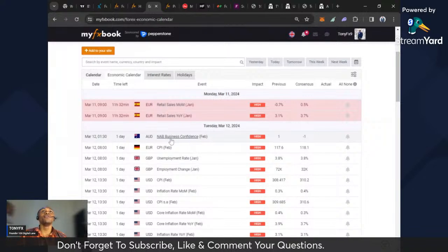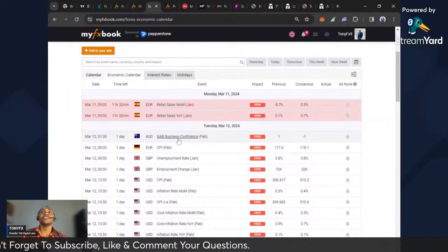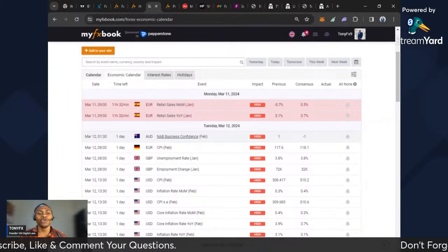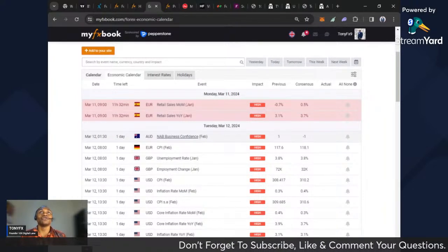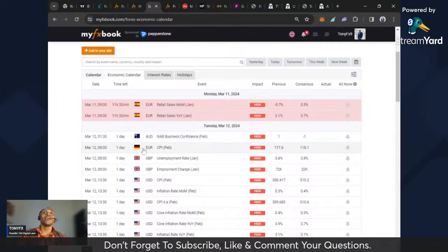Then on Tuesday, Asian session, we have AUD business confidence. It has to do with those doing business in Australia, their confidence about how business should go and how business should be handled.